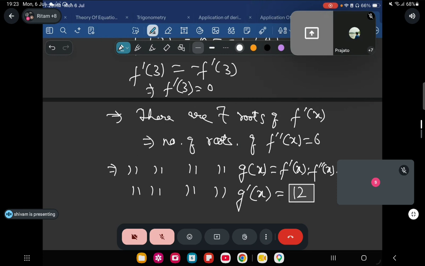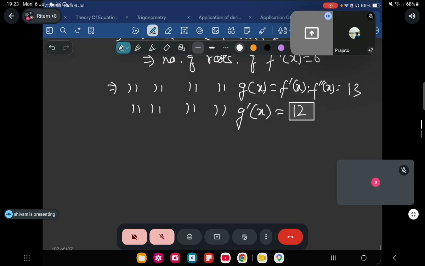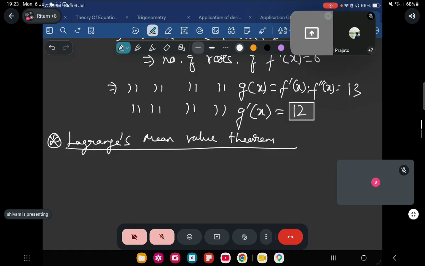Okay, our next topic is Lagrange's mean value theorem. Okay, everyone, LMVT. Lagrange's mean value theorem. Okay, everyone, Lagrange's mean value theorem, famously known as LMVT.